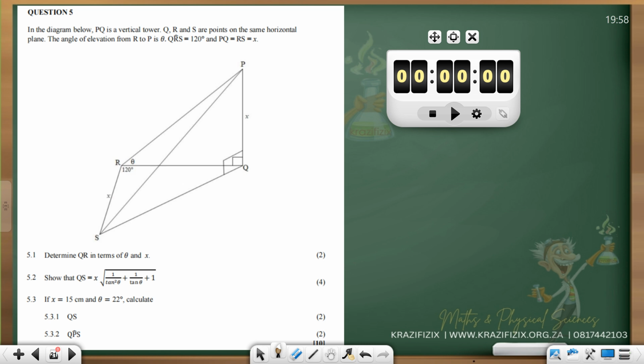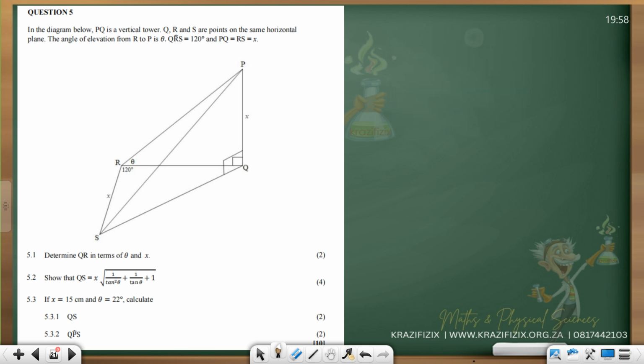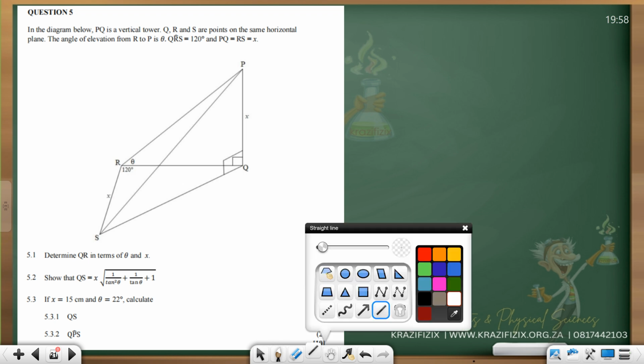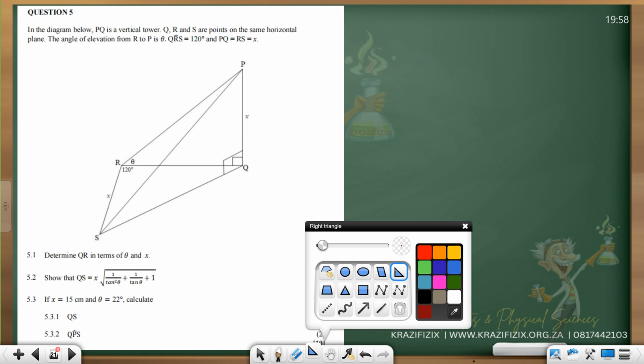Okay, let's answer quickly, guys. We're only answering the first two, right? The last one is just you substituting. But how would we do this? First, read. In the diagram, PQ is a vertical. I told you about that vertical word. QRS are points on the same horizontal plane. The angle of elevation is given as 120 there. PQ is equal to, all right, what's your first step? Draw out the triangles. Make them 2D.